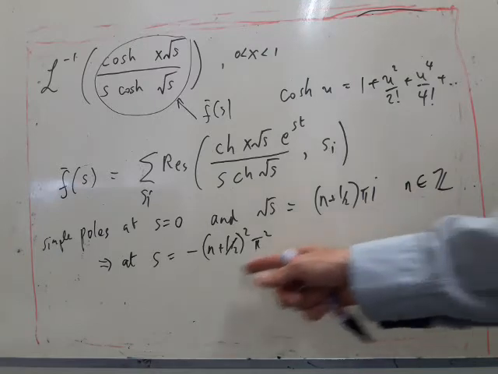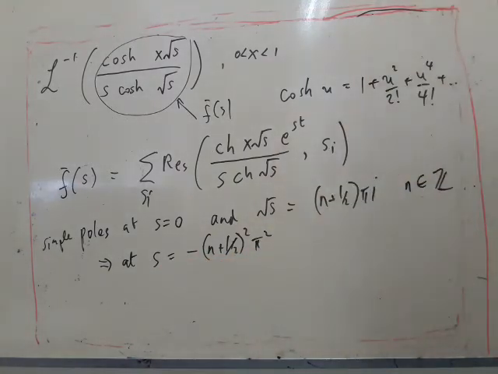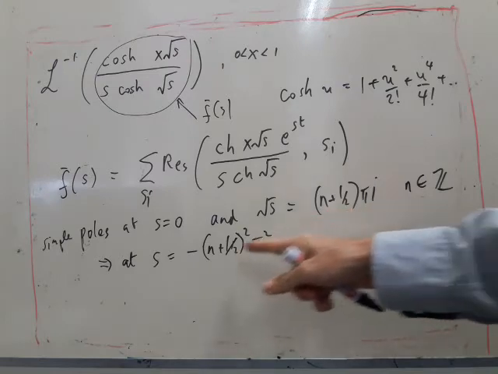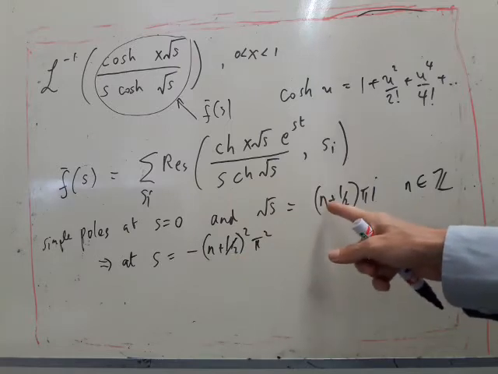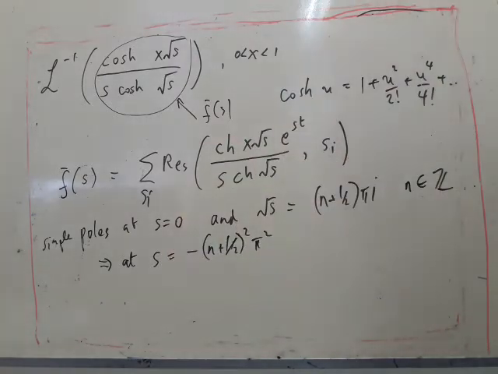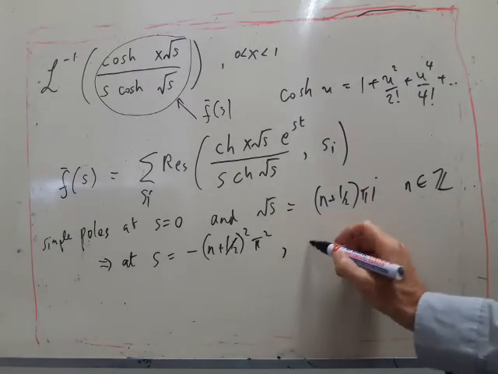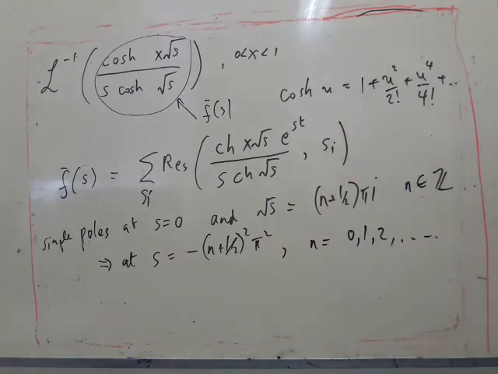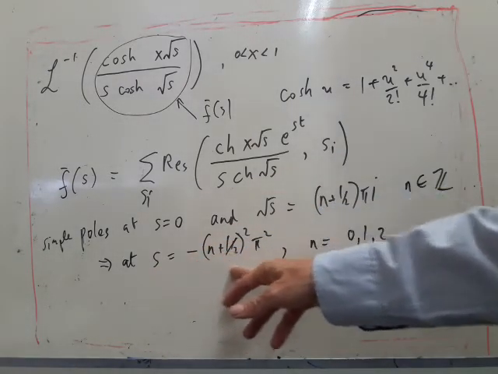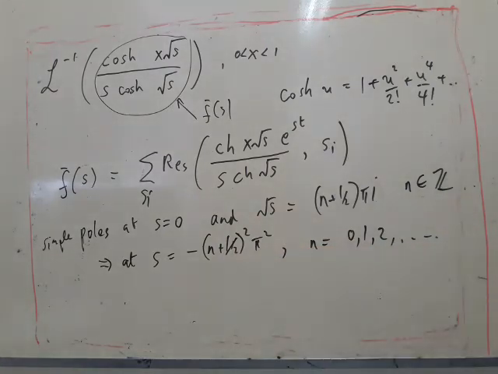But when I square this to work out where the simple poles are, I have to be careful, because here n equals 0 and n equals minus 1 would give me exactly the same value. So I don't want to double count the poles. So now I have to change this to n is just the non-negative integers. Because I don't want to count these poles twice. There's only one pole at s equals minus n plus a half squared pi squared. So that's quite important to think about.